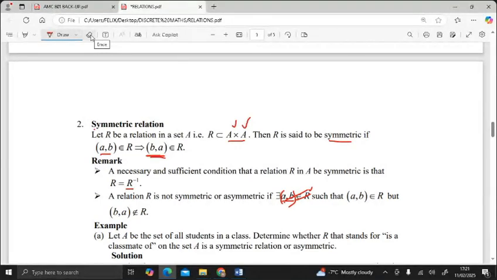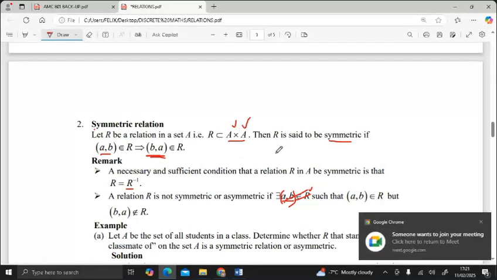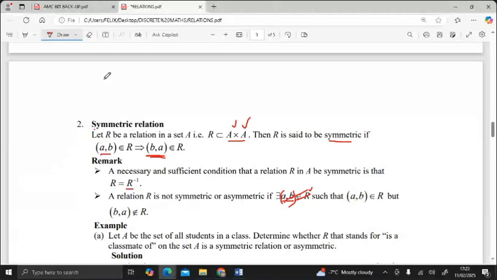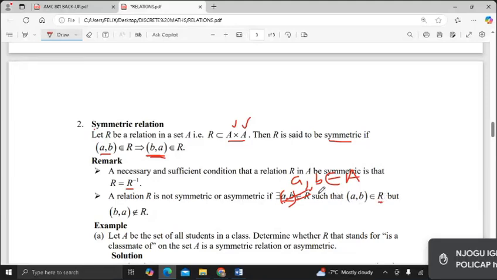Let me modify this to make it better, and I'll correct it. No worry, I'll send you another set of notes, especially the corrected ones. There is a typo here, and it is attributable to this: you should be talking about a pair in A, because then you see two elements in A. Yes, that is acceptable.